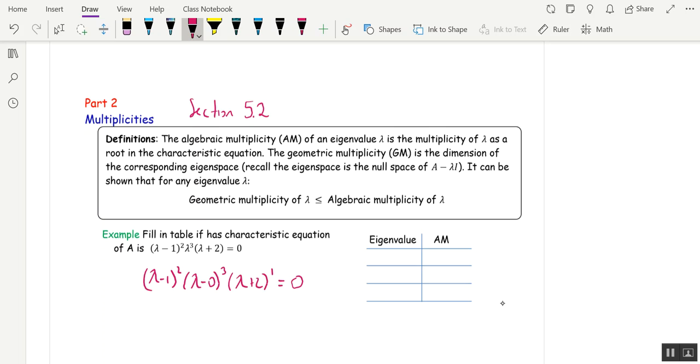So the eigenvalues are the roots: 1, 0, and negative 2. The algebraic multiplicities are the exponents over each factor. So 1 is a root twice, so we say it has algebraic multiplicity 2. 0 is a root 3 times, and negative 2 is a root once. So that is algebraic multiplicity in a nutshell.